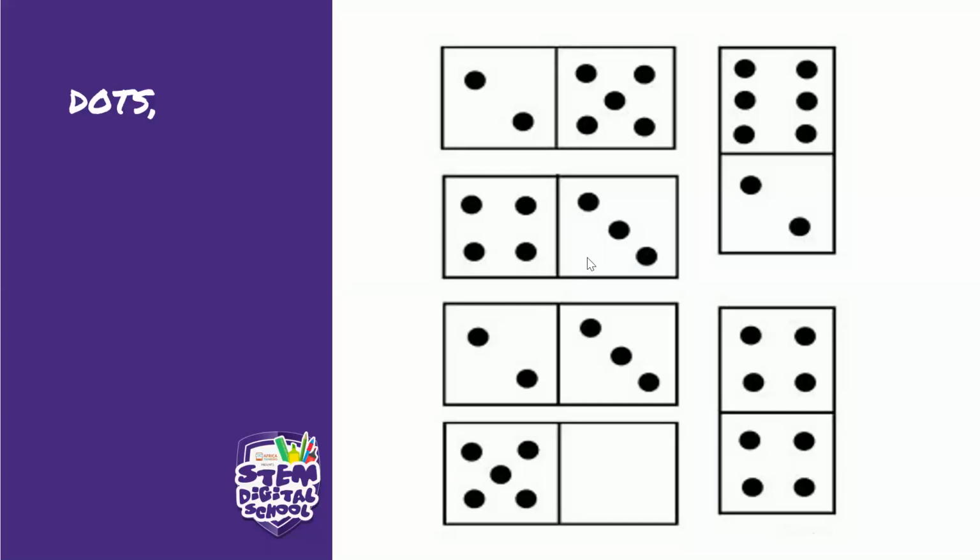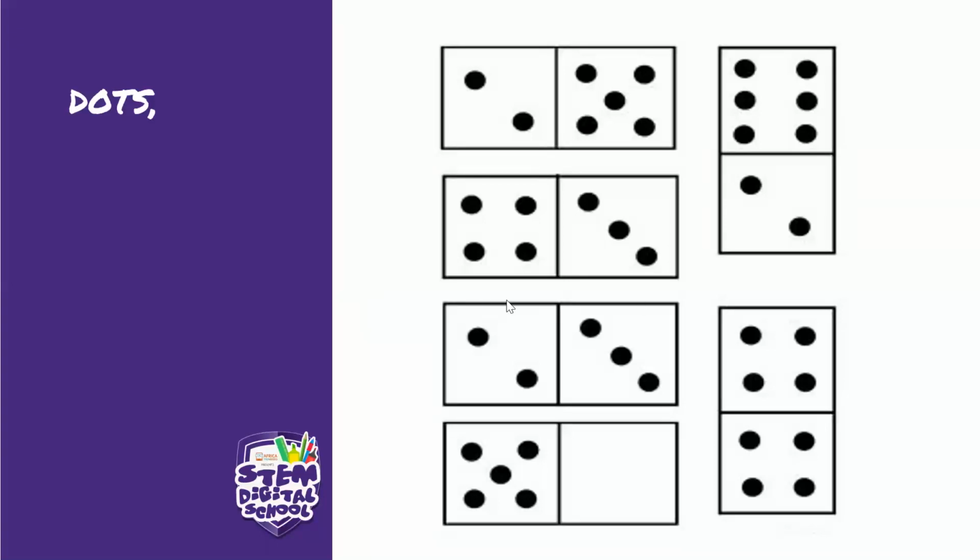So which square has more dots? The first one or the second one? Yes, because this one has 1, 2, 3, 4. And this one has 1, 2, 3. So which one has more? The first one. The first one has more because 4 is bigger than 3. So the first one has more and the second one has less.